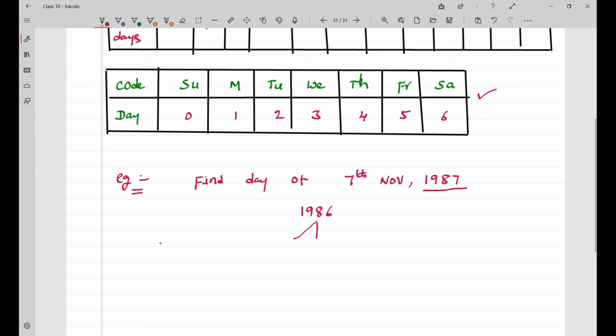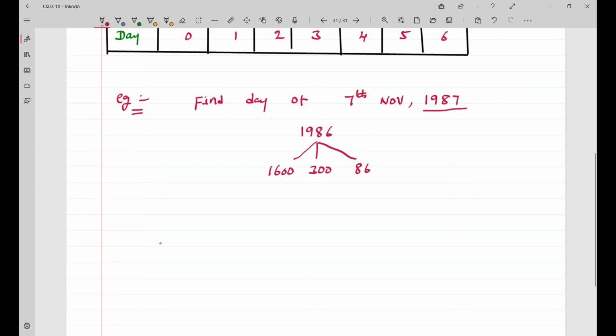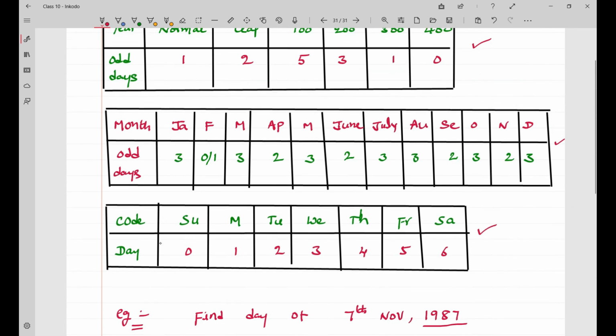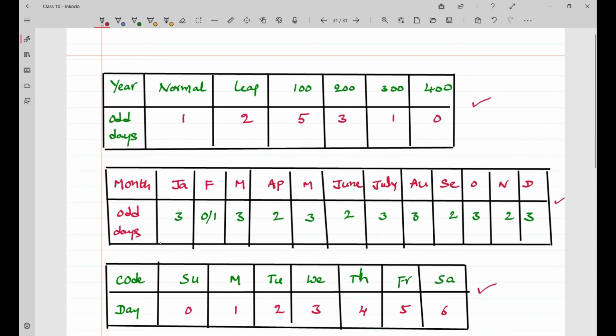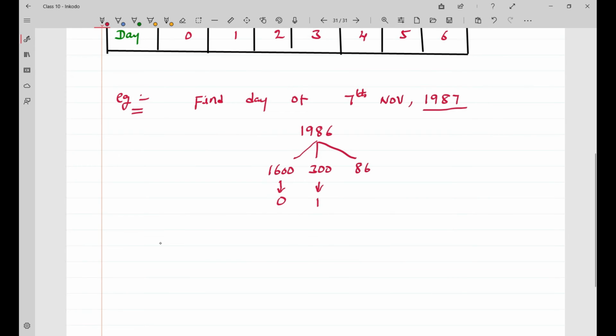1986 can be written as, according to century year, 1600 plus 300 plus 86. As we know, 1600 is divisible by 4, so there are 0 odd days. Now let's see odd days in 300. Already I have told you how to find out odd days in 300. Odd days in 300 is 1. That's why I am writing here 1.